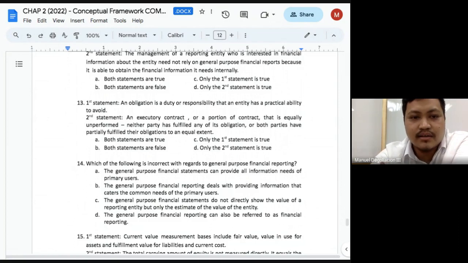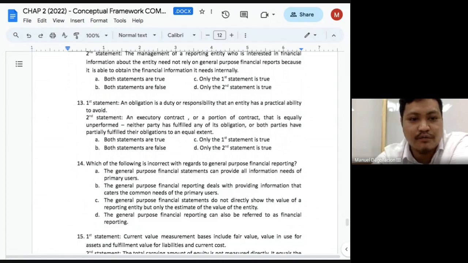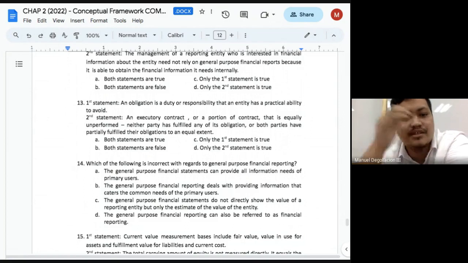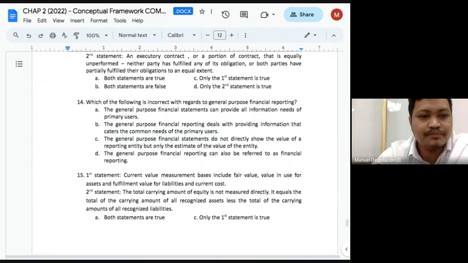Second statement, an executory contract or a portion of a contract. An executory contract is a contract that is equally unperformed. Okay, and what do we mean by equally unperformed? When neither party has fulfilled any of its obligation, or both parties have partially fulfilled their obligations to an equal extent. Second statement would be considered true. So the answer number 13 would be letter D. Only the second statement is true.